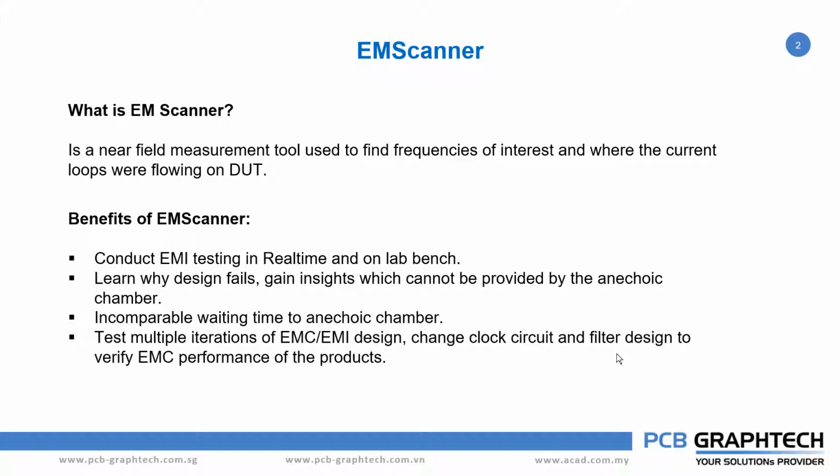Then, what are the benefits of this EM Scanner? It lets you conduct EMC testing in real time on the lab bench. Find why your design fails and gain insights which cannot be provided by the anechoic chamber. It also reduces the waiting time for the anechoic chamber. It tests multiple iterations of your EMC design. It calculates the EMC shielding, lets you change the clock circuit, add or change the filter circuit or the ferrite of your design, and verify the electromagnetic compatibility performance of your final product.